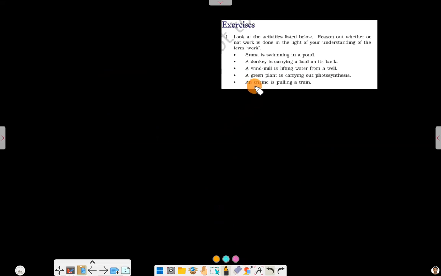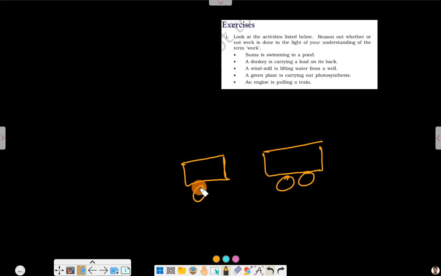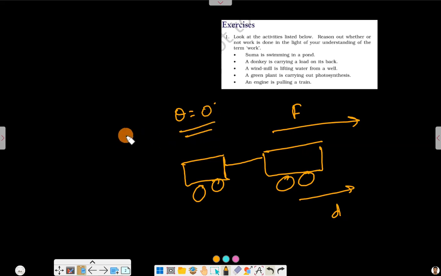Last is an engine pulling a train. Suppose this is an engine and these are its bogies. When the engine pulls the train in the forward direction, displacement is also in the forward direction. This is force, this is displacement. Angle is 0. So there is work done. So in the first part there is work done, in the second no, in the third no, in the fourth no, in the fifth there is work done. And one point more, you can get different answers for all of these depending upon the author you are following.